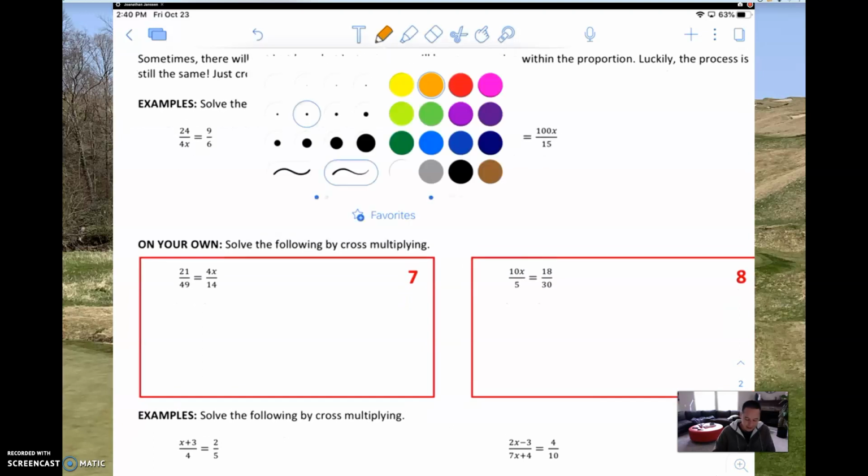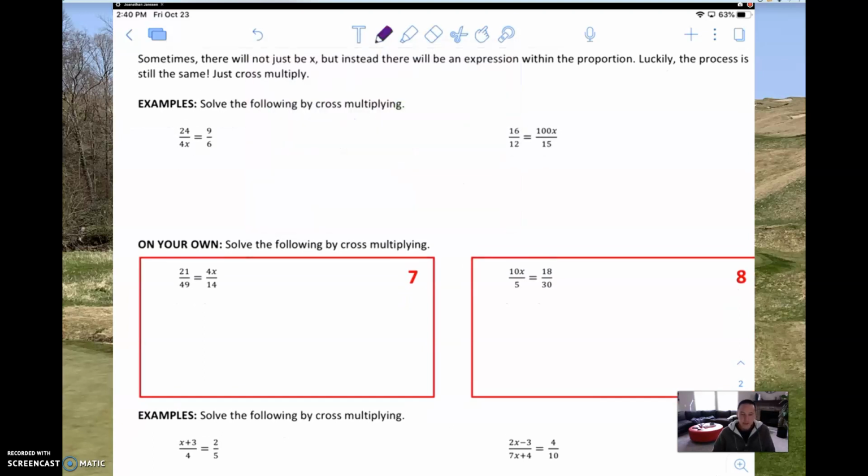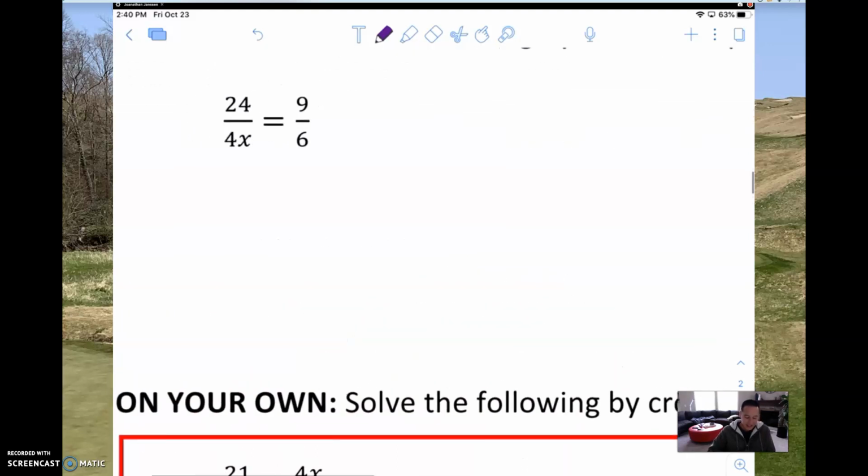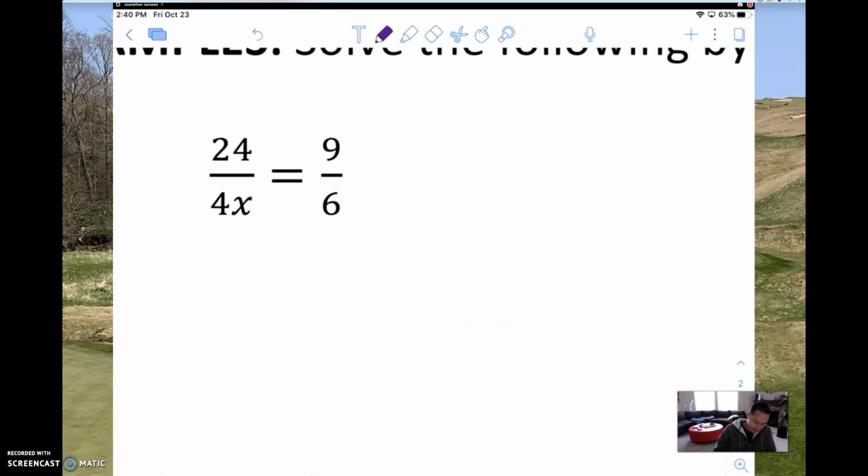Sometimes it's not just going to be an X down there. There's going to be an expression within the proportion. So it might look a little bit more confusing, but really, it's not that bad. It follows the exact same process. So let's go ahead and do this one.